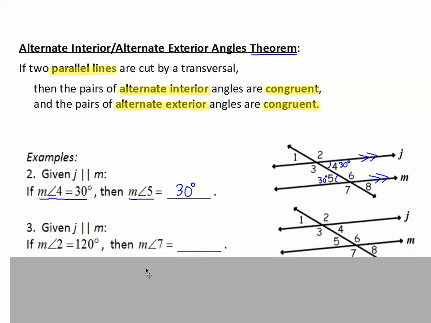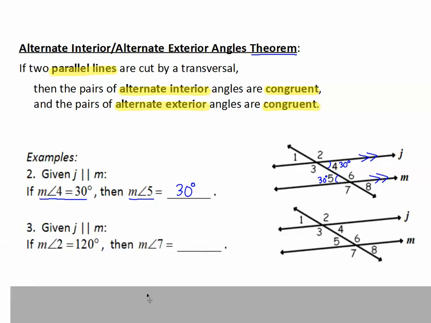Maybe you can try the next one on your own, pause the video, and come back and check your work. So did you do that? Let's check. Let's first label the picture. Line J parallel to line M. So I'm going to show an arrow on both of these parallel lines. If the measure of angle 2 is 120 degrees, so this angle right here, obtuse, 120 degrees.